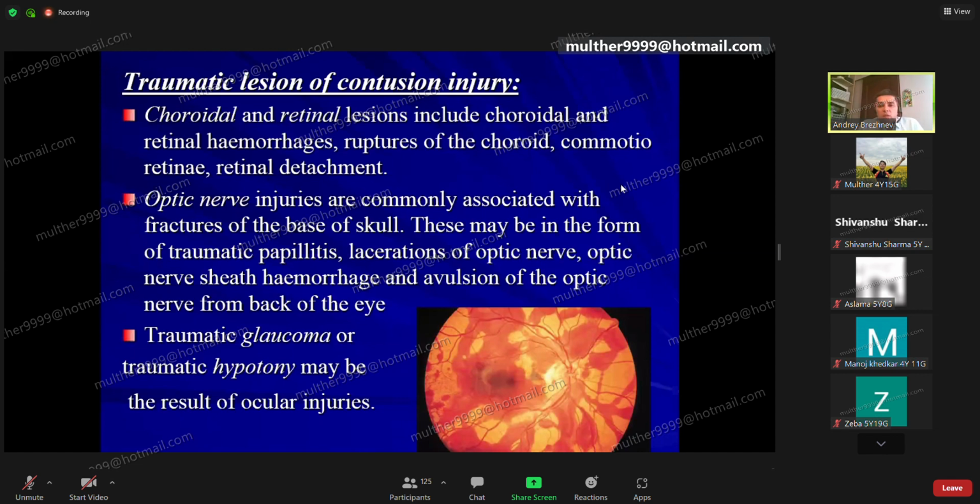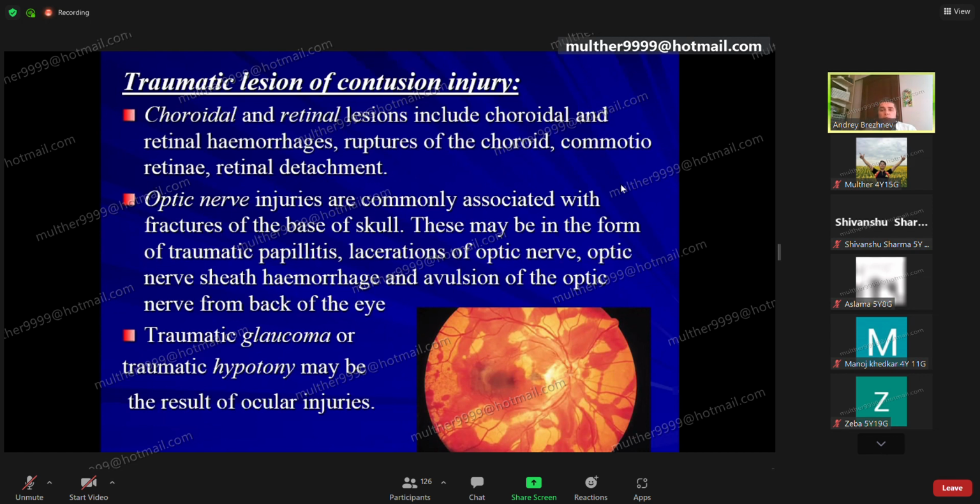Sometimes we can see rupture of the choroid, a very severe disorder with a rather poor prognosis for the visual functions. And retinal detachment, detachment of the retina from its place of junctions with the underlying structures, with the development of severe complications and loss of visual functions.